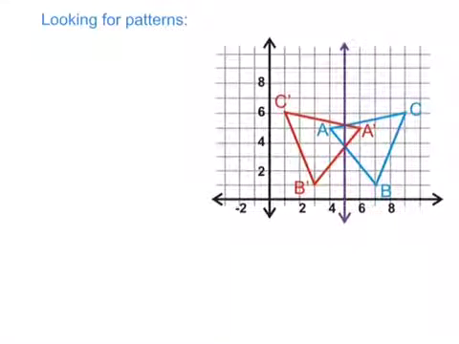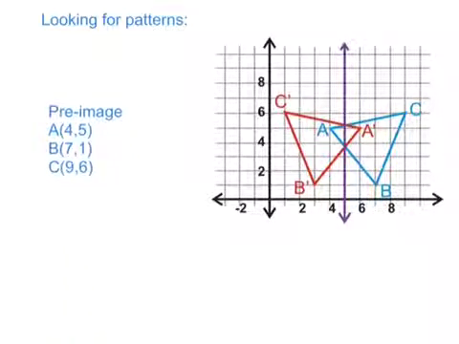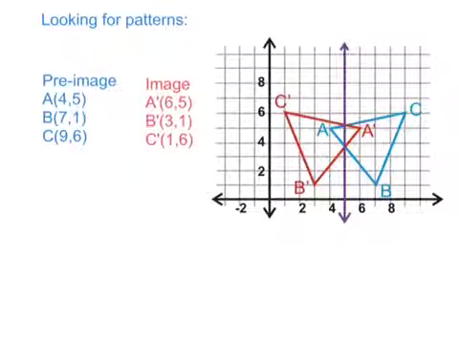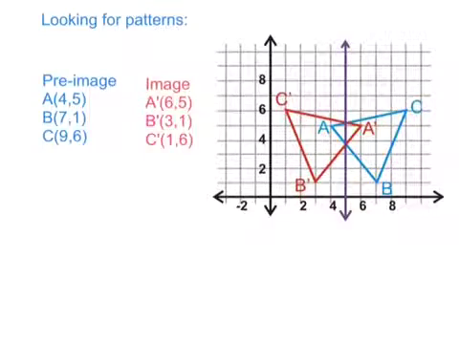All right, so next we're going to look for patterns in order to determine what our reflection is. If we look at our pre-image points, we have A, B, C, and that's (4, 5), (4, 5)... (7, 1), and (9, 6). So those are our pre-image points. And now let's look at our image values. Our image values are (6, 5) for A prime, (6, 5), (3, 1), and (1, 6). So then our job is to determine the reflection that's going to map ABC onto A prime, B prime, C prime by looking at the patterns that we have here.